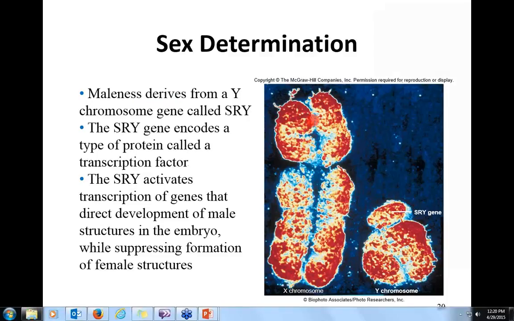Sex determination. Maleness derives from the Y chromosome, in the gene called SRY. This gene encodes a protein called a transcription factor, and this transcription of genes leads to the development of the male structures in the embryo. In other words, all babies, when they're forming in utero, start out female. But once the SRY gene kicks in, those with a Y chromosome will form male characteristics.